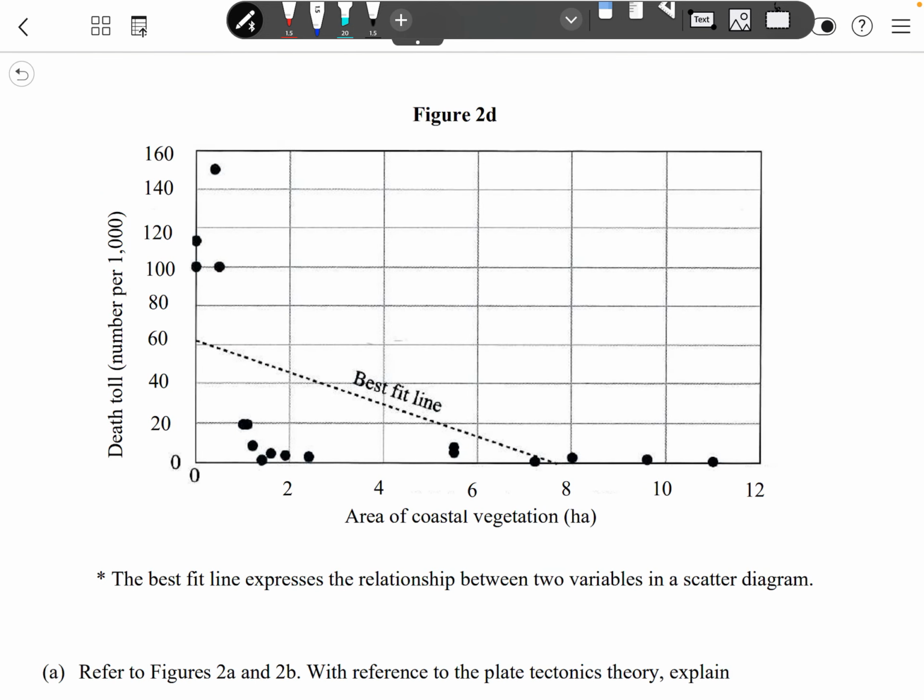Figure 2D shows the area of the coastal vegetation and the death toll. The best fit line shows the relationship between the two. You can see there is a negative relationship between the area and the death toll.